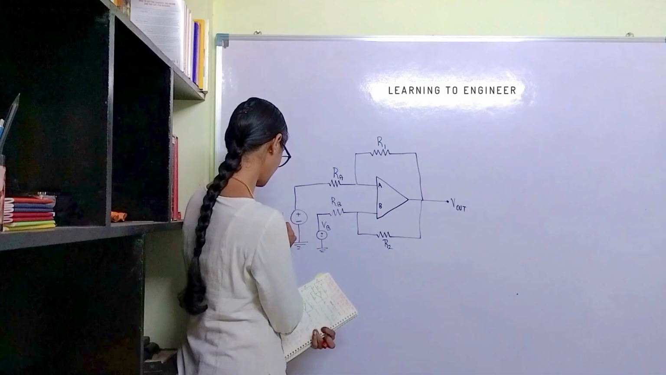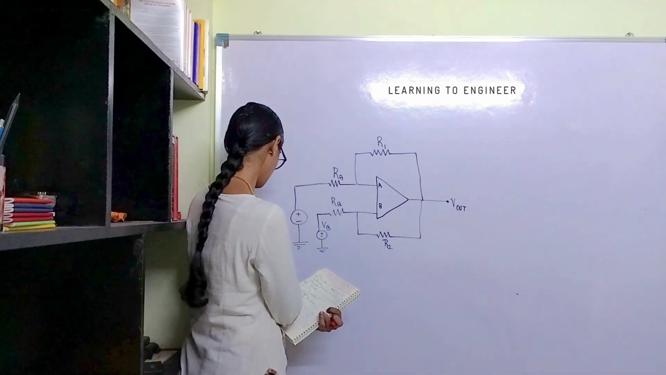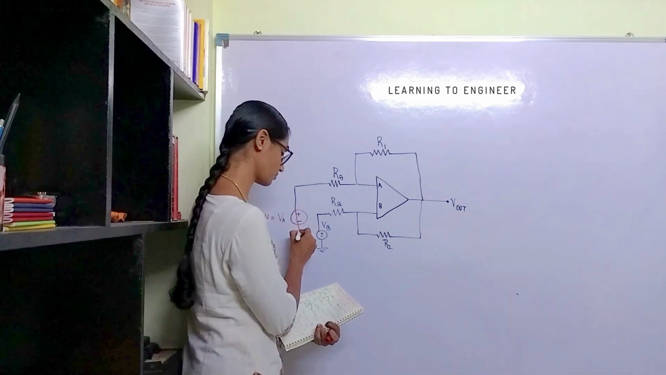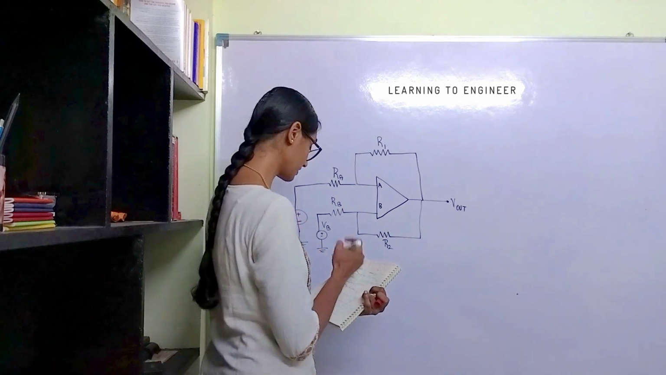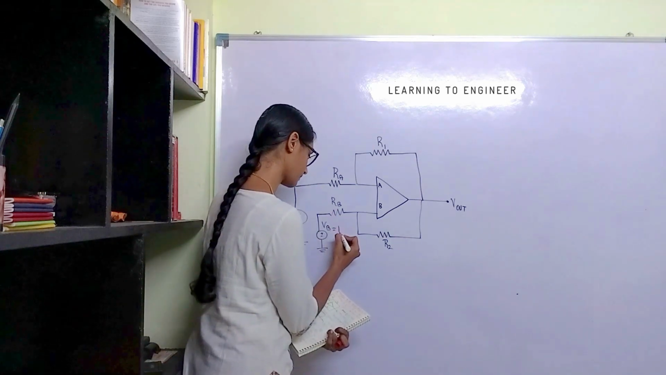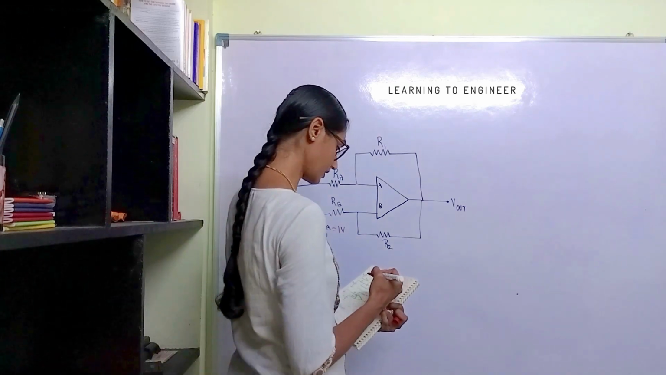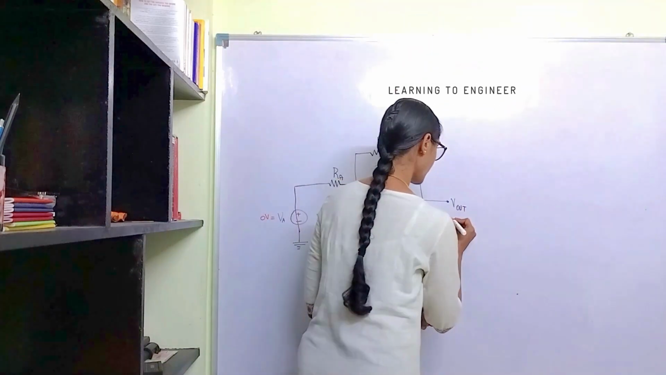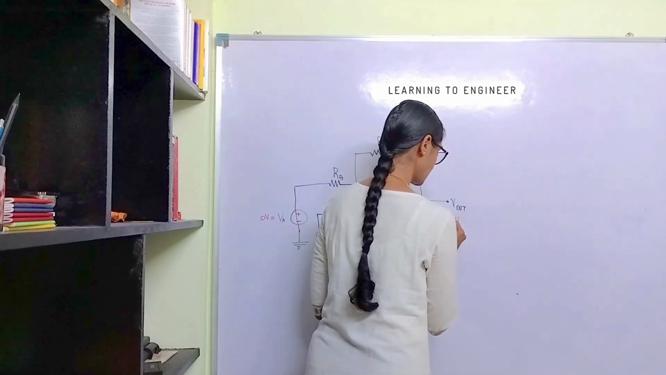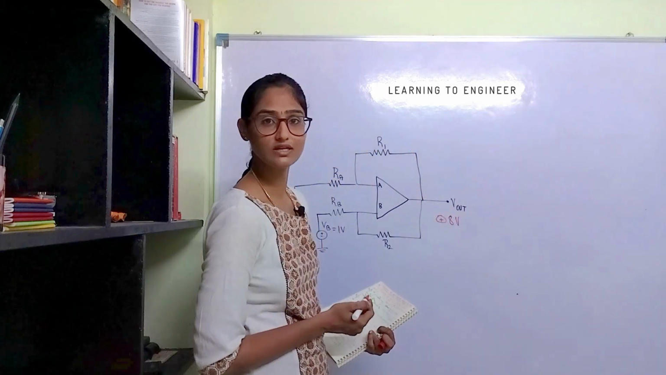It is given that VA is equal to 0 volt, meaning this is directly connected to the ground. VB is given as 1 volt. And V out is equal to 8 volt. This voltage is positive. So where are we applying the input?